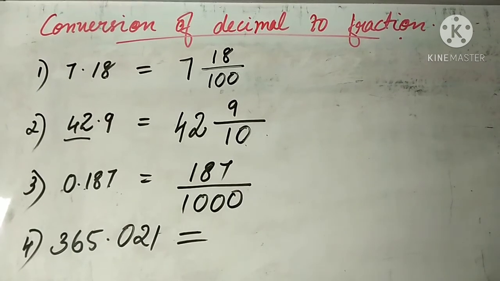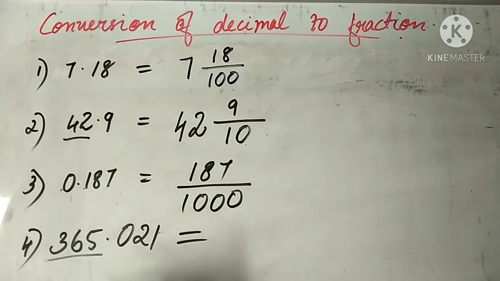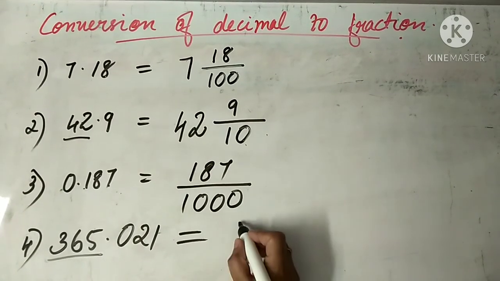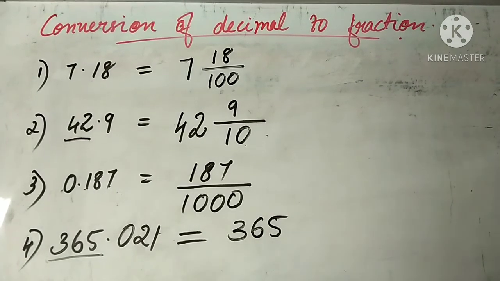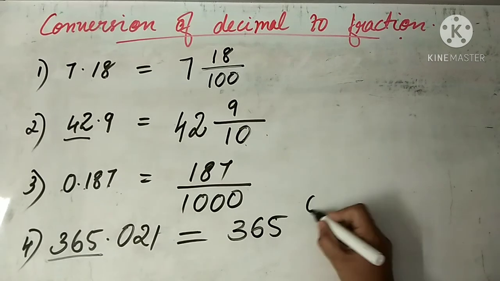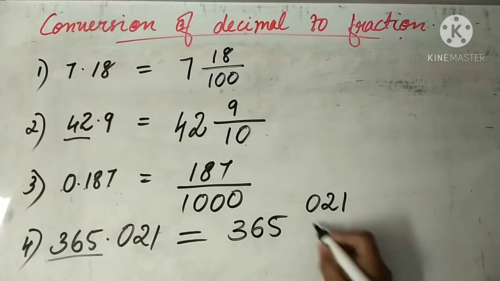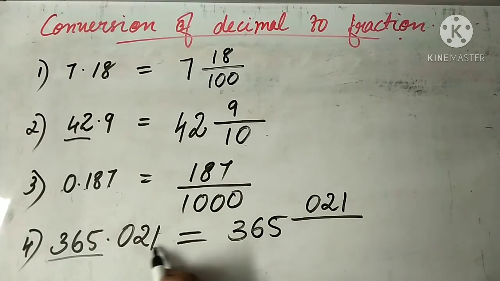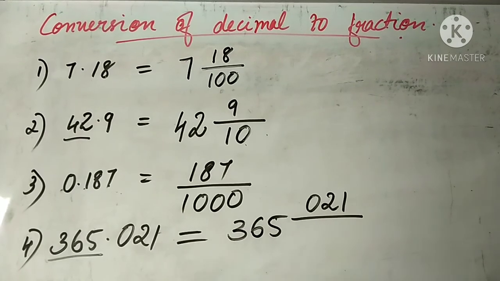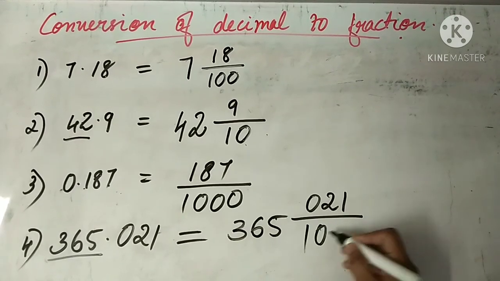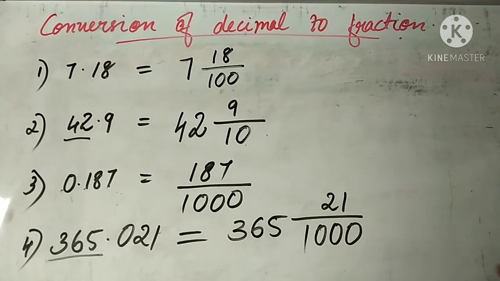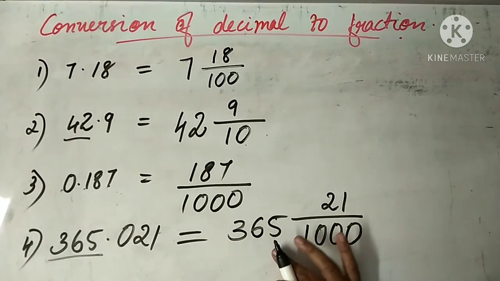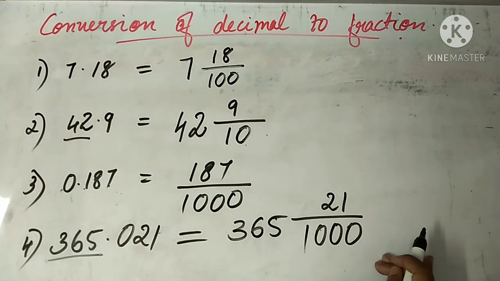Fourth question, 365.021. The whole number part, we write it as the whole number itself, 365. Then the number after the decimal point, we write it as the numerator, 0, 2, 1. By, how many numbers are there after the decimal point? 3 numbers. So we put 3 zeros, 1, 2, 3. If you want, you can remove the 0 in front of 2, 1. So the answer is 365, 21 by 1000.